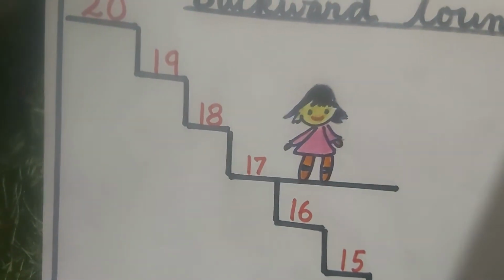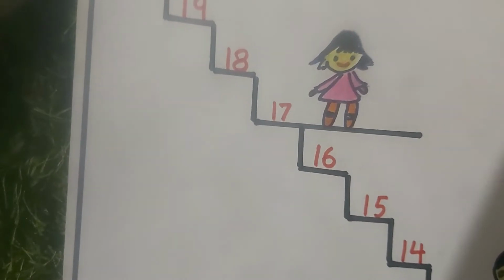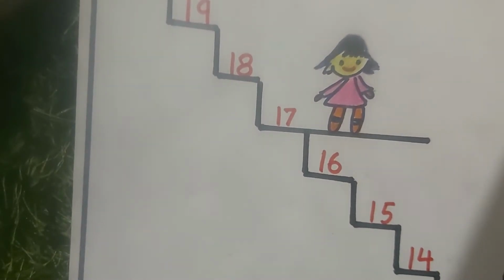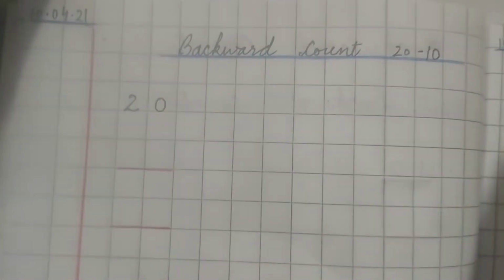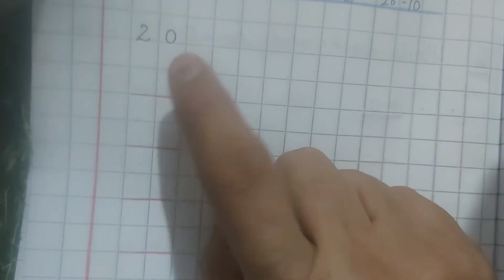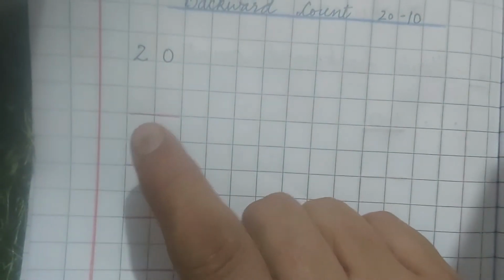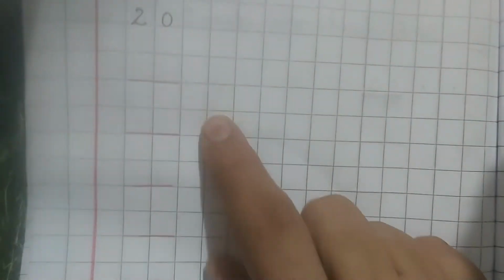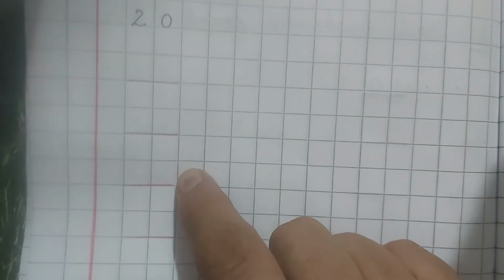Okay, so let's see the copy work of backward count. This is the copy work. Backward count 20. Now which number will come here? 21? No. 19, then 18, then 17, then 16, then 15, then 14, then 13, then 12, then 11, then 10.